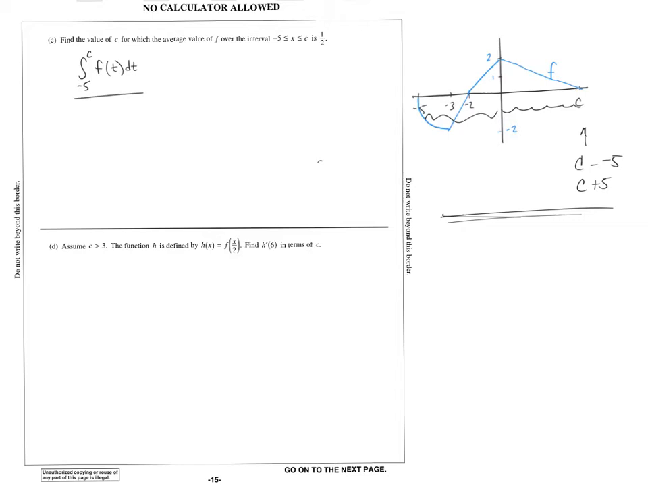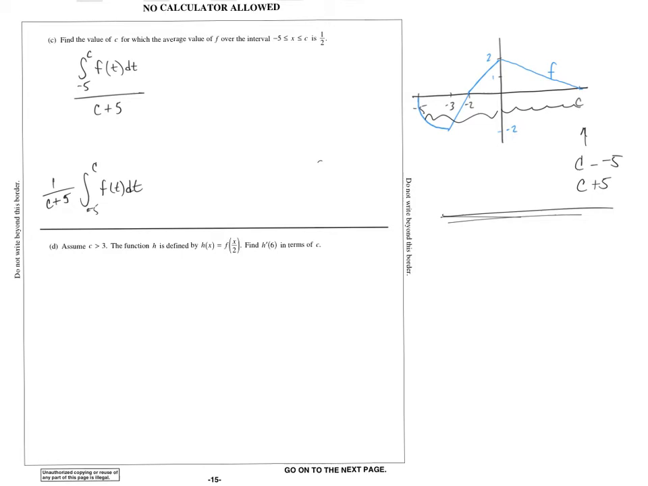So we could take that whole thing and divide it by c plus 5, which of course would be the same as multiplying by 1 over c plus 5. So this is the other way you'll see it, from -5 up to c of f of t dt. Now, what we have to do is go get that integral.